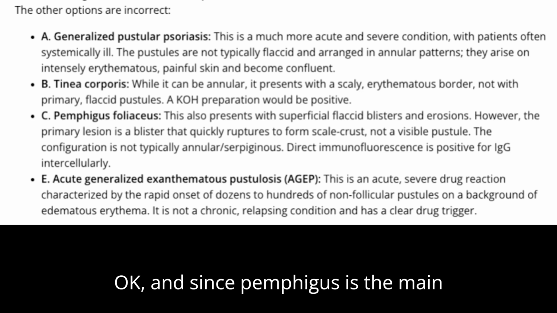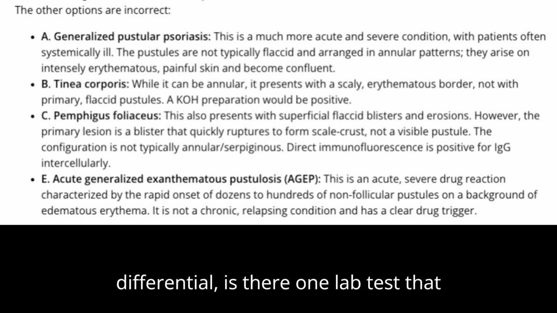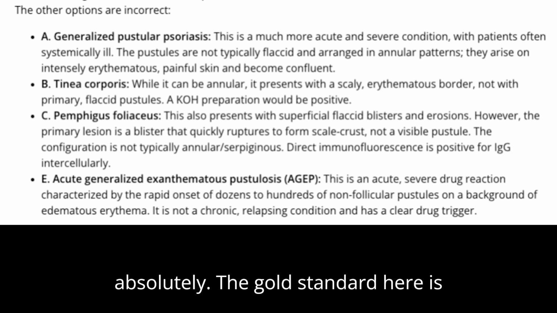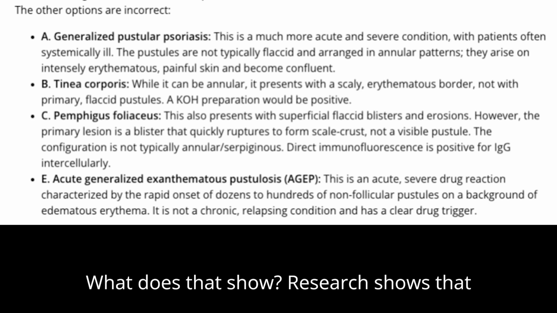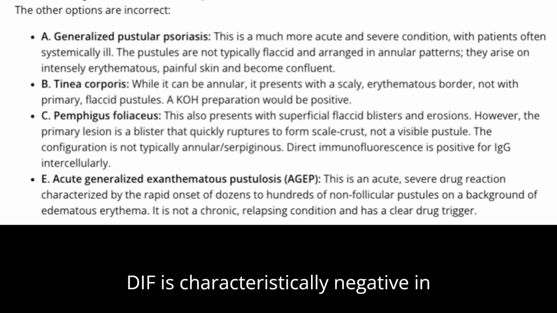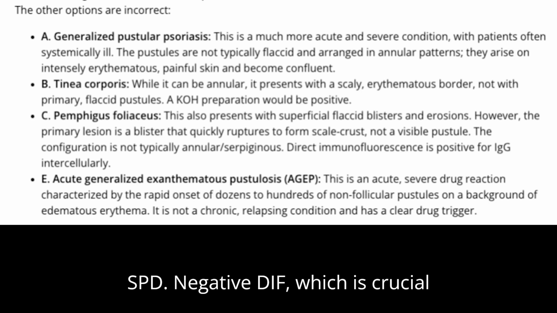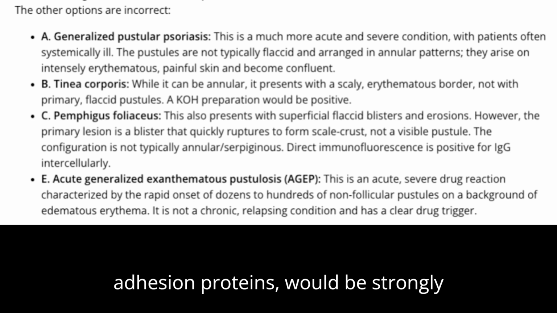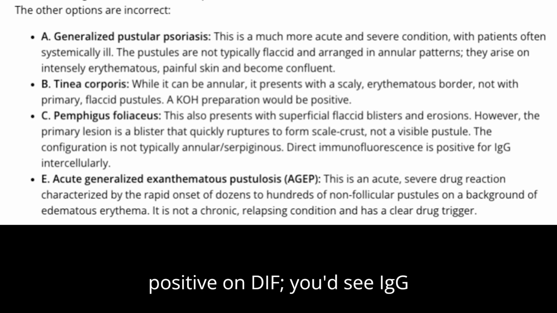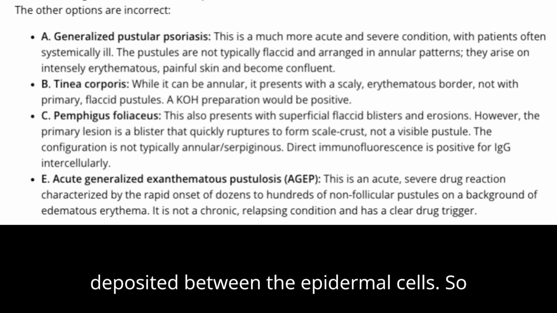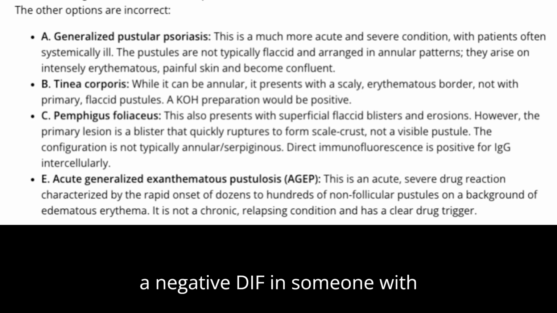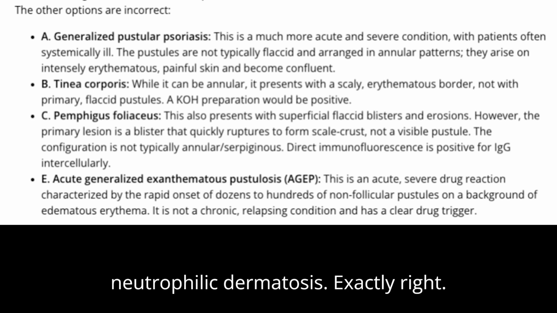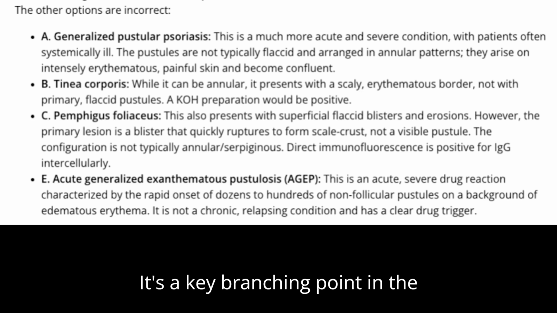Okay. And since pemphigus is the main differential, is there one lab test that definitively separates them? Yes, absolutely. The gold standard here is direct immunofluorescence, or DIF. DIF. What does that show? Research shows that DIF is characteristically negative in SPD. Negative DIF. Which is crucial because pemphigus foliaceus, being driven by antibodies against those cell adhesion proteins, would be strongly positive on DIF. You'd see IgG deposited between the epidermal cells. So a negative DIF in someone with superficial flaccid pustules strongly pushes you towards SPD or other neutrophilic dermatosis. Exactly right. It's a key branching point in the workup.